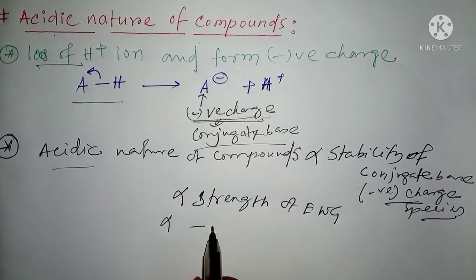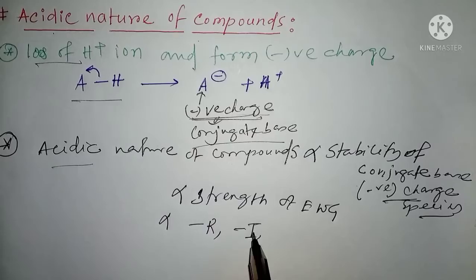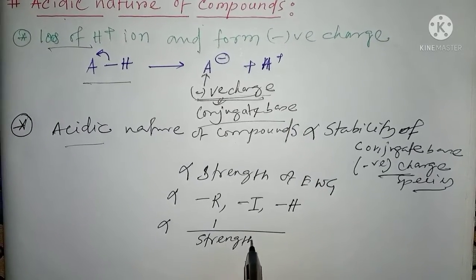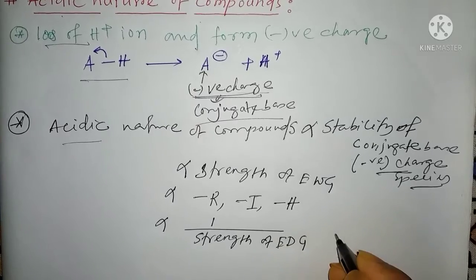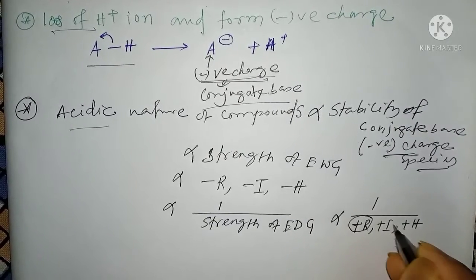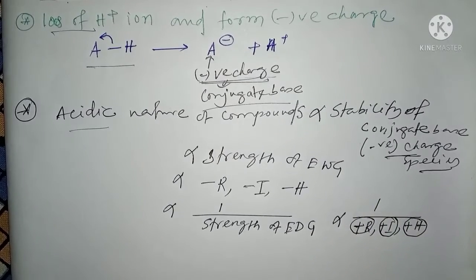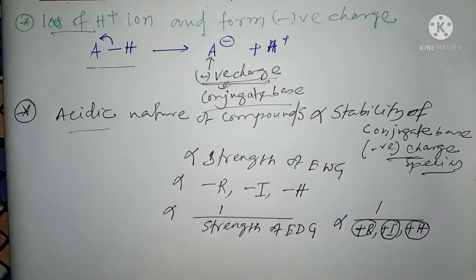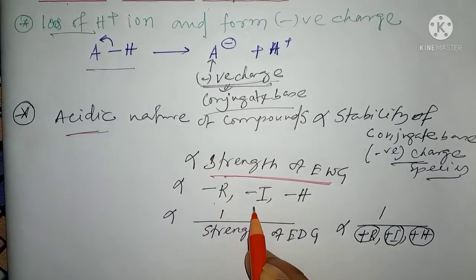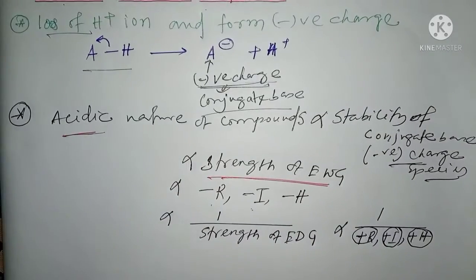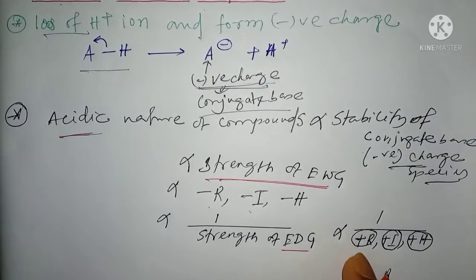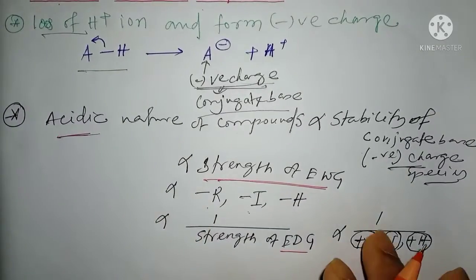That means it is proportional to minus R, minus I, minus hyperconjugation, that is, resonance and inductive effect, and inversely proportional to the strength of electron donating group, that is plus R, plus I, plus H. This is plus resonance, plus inductive effect, plus hyperconjugation. If electron withdrawing group strength increases, acidity increases. But in reverse, if electron donating group strength increases, acidity decreases, because conjugate base stability decreases.